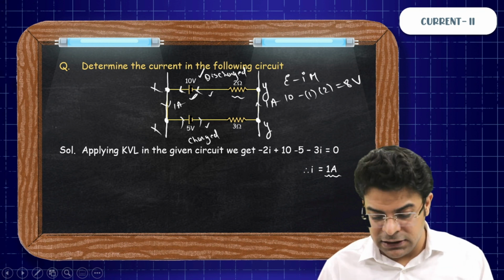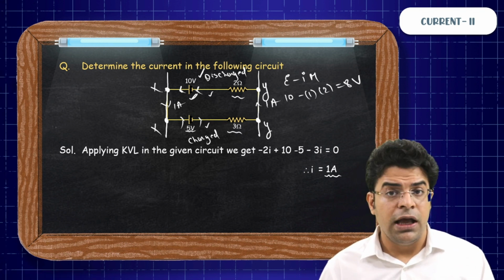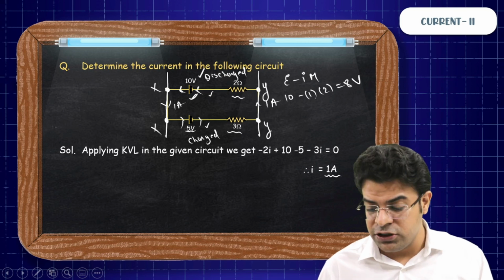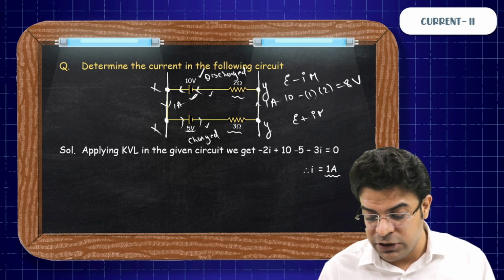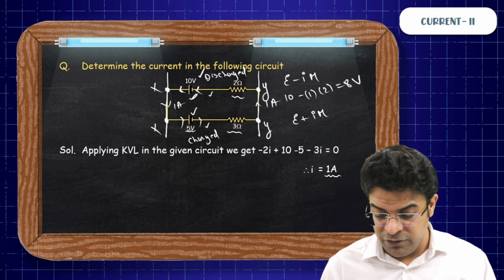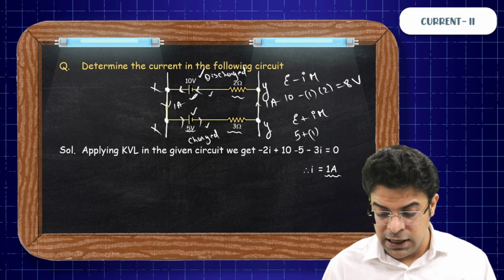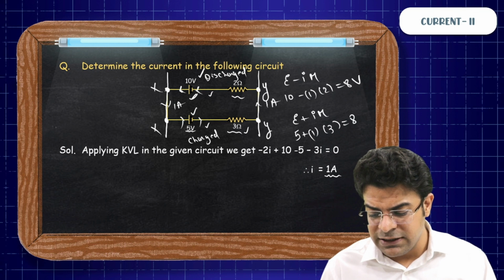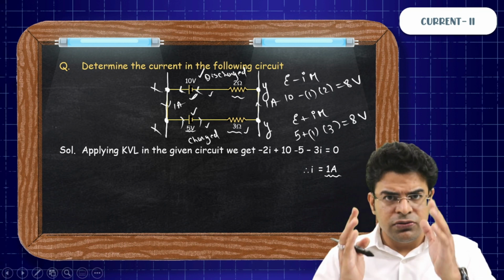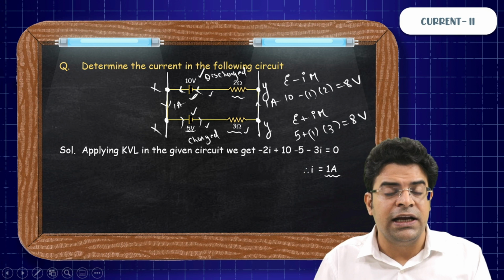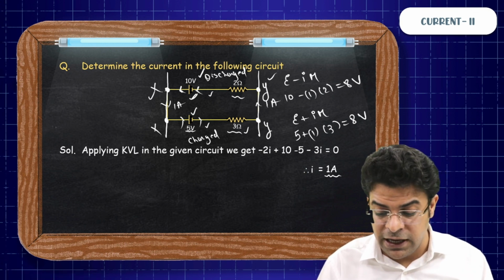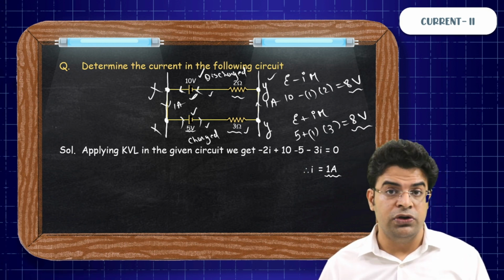Or you can do the same thing for the lower battery. You will say that the lower battery is getting charged, and when a battery gets charged, the potential drop across its terminal is E plus IR. Here the EMF is 5, current is 1, and the resistance is 3. So you get the same thing, 8 volt, right? Because Vx minus Vy has to be constant, and in this case Vx minus Vy comes out to be 8 volt in both the cases.